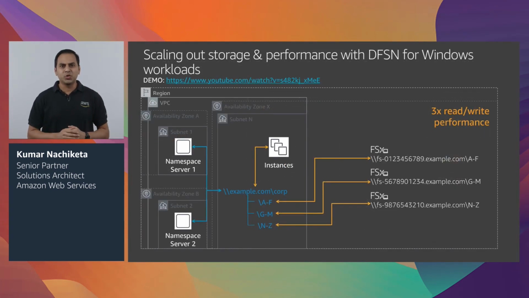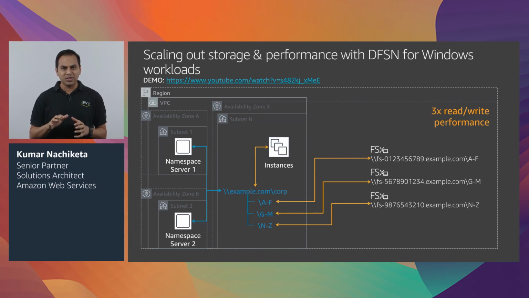Now, let's switch to a few solutions with FSx for Windows File Server. The first one: how to scale out storage and performance by using Microsoft's Distributed File System, DFS namespace. FSx for Windows File Server supports a maximum file system size of 64 TB. However, you can scale out the throughput by using Microsoft's DFS namespace.